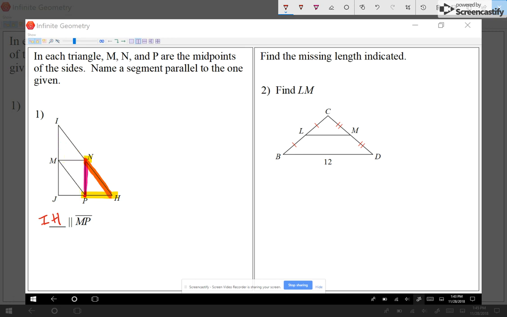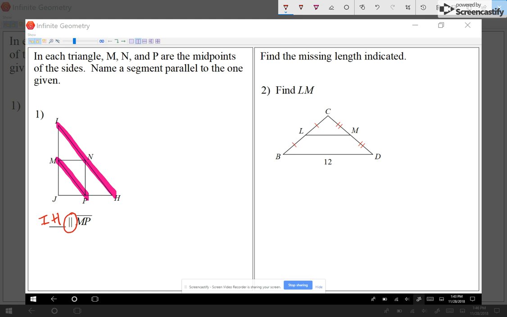Let me erase all this recording from here. If you see, here's MP, here's the segment IH. Right? Those two are parallel. Now, on my instructions, notice how I have this little symbol that looks like two parallel segments? That's the symbol for parallel. So I'm saying that IH is parallel to MP. That's all I do for question number one. That's one of the interesting parts of mid segments.